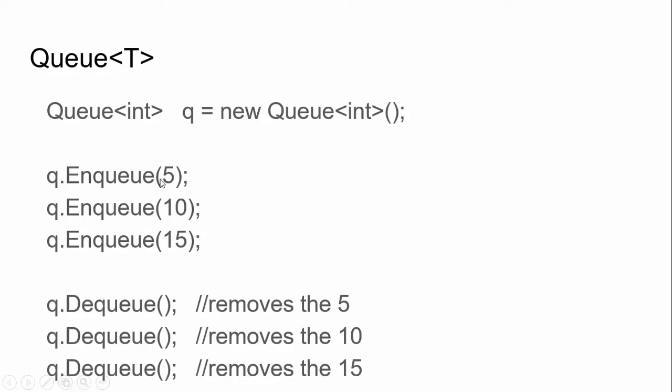We put in the 5, the 10, the 15. They come out in the order 5, 10, 15 because the first guy in is the first guy out. It's just a hose, right? That's all it is. It's a hose for data. That's all a queue is. That's all it needs to do.